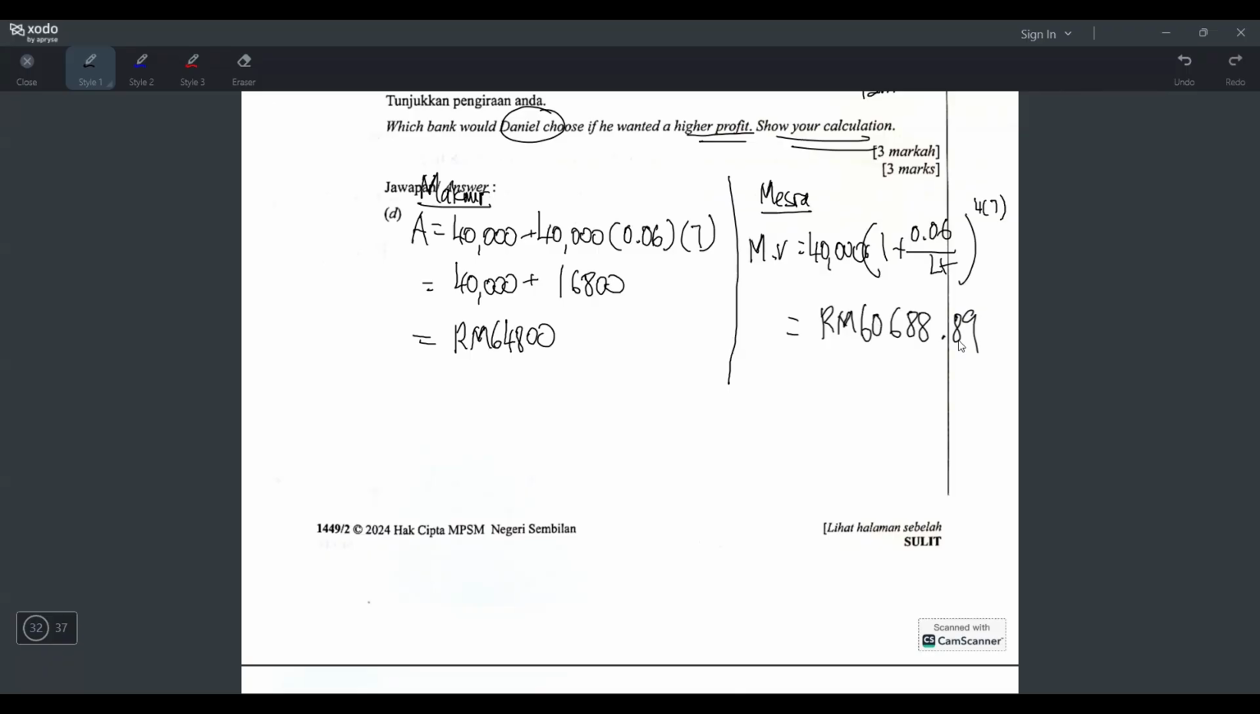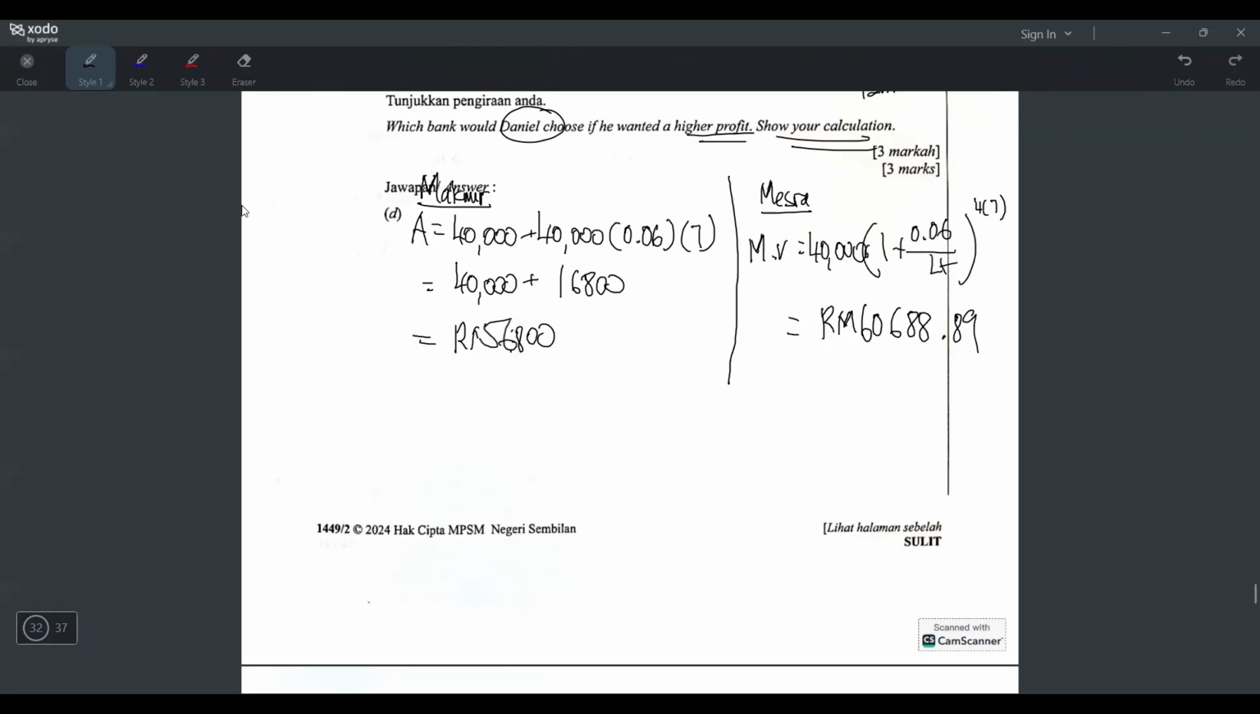Okay, after I do until here, I think I made a mistake. This one is 5, right? This is not 6. Sorry. If you take 40,000 plus 16800, it should be 56800. Okay, so I made a careless mistake here.